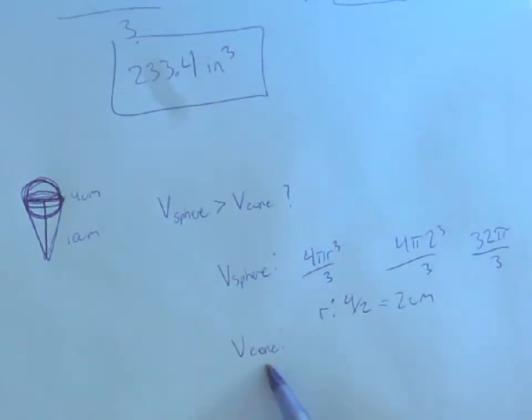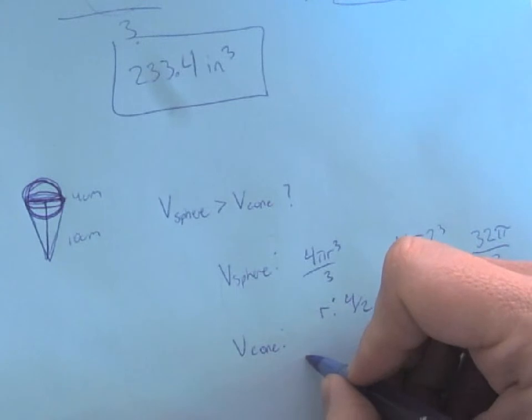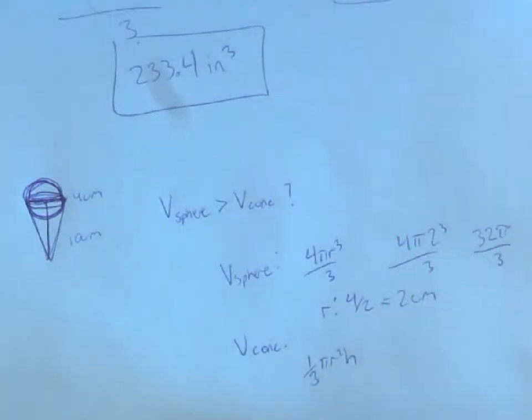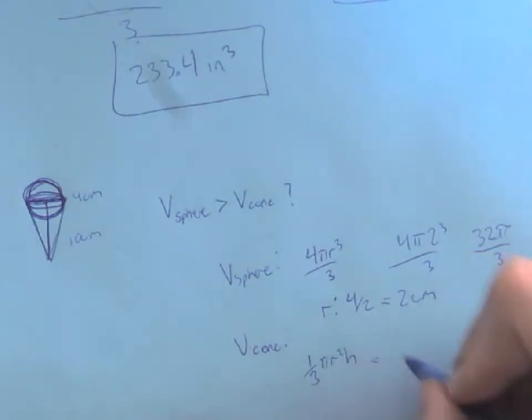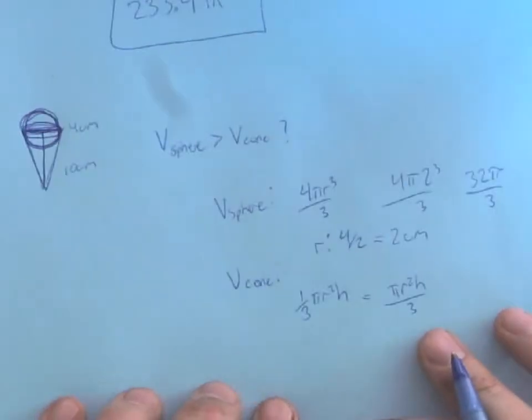Okay, now we have to find the volume of the cone. So we've answered the sphere volume question. Now we have to answer the cone volume question. And if you recall, the volume of a cone is 1/3 times pi r squared times h, where h is the height of the cone and r is the radius of the cone. Another way to write that is pi r squared h over 3. Those are equivalent.